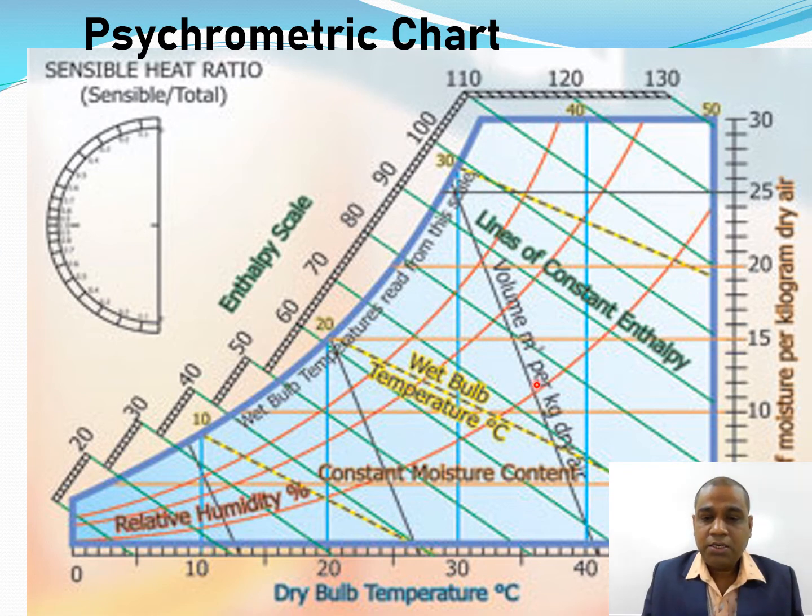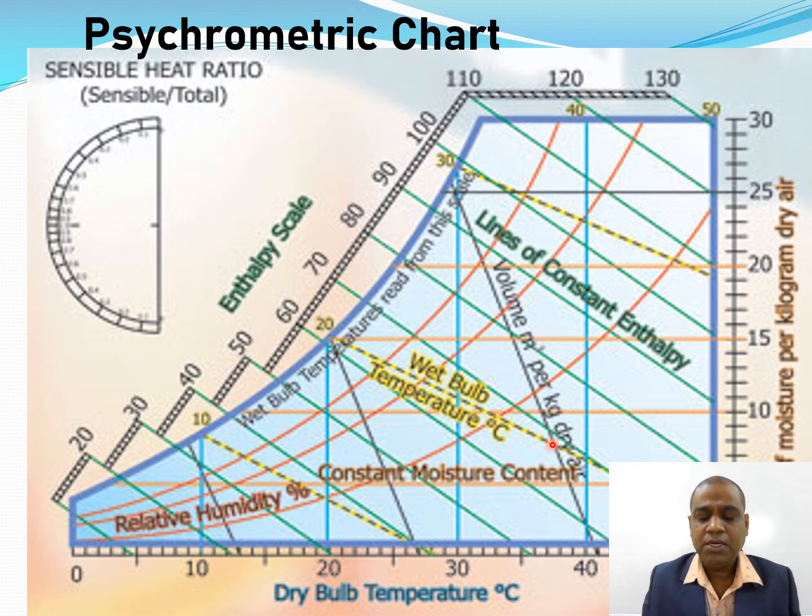And this is a specific volume line. This one is a specific volume line. The unit of specific volume is meter cube per kg of dry air. That means suppose a value 0.8 meter cube per kg of dry air.